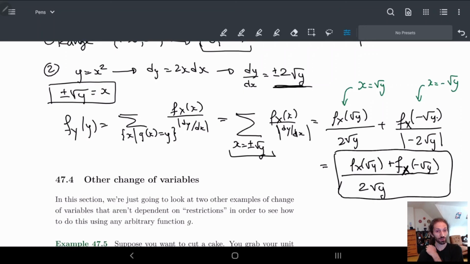So we'll stop this video here. And in the next video, we're going to look at other changes. So in other words, we're taking away all the restrictions and we're going to see, okay, what happens if I just have some function? What do I do with some arbitrary function? And we'll go there next. So I will see you then.